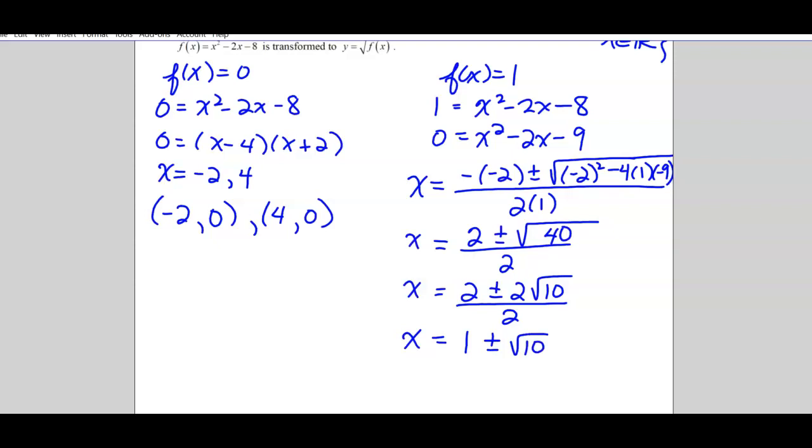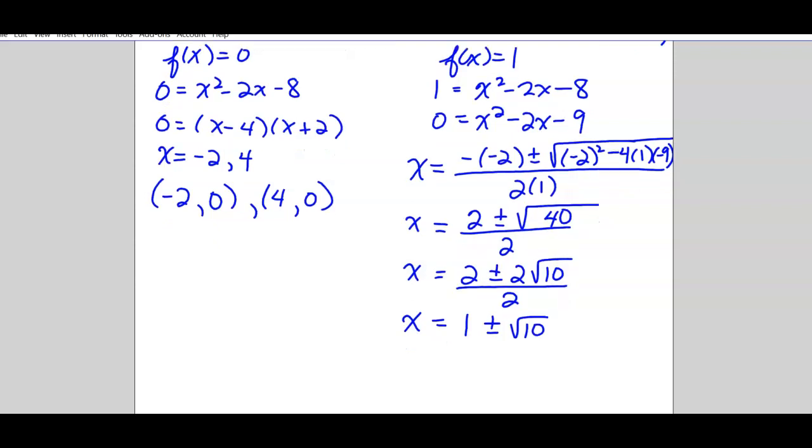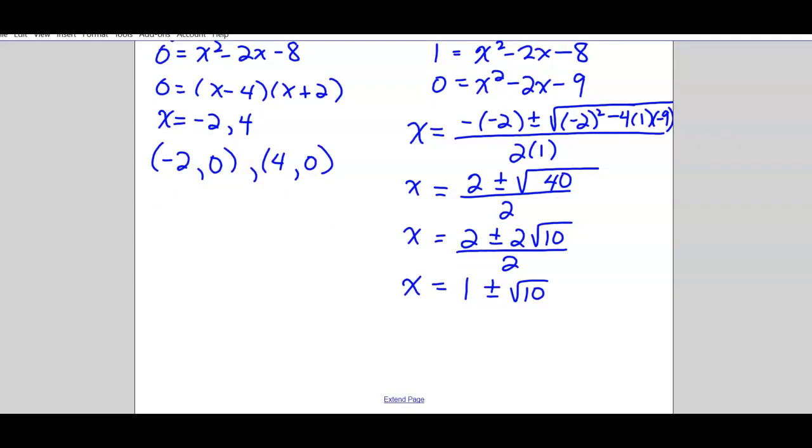Okay, I'm not done. Coordinates, good, Victor. You got it. I'll put it over here. So 1 plus root 10, and that was when y was 1. 1 minus root 10, when y is 1.